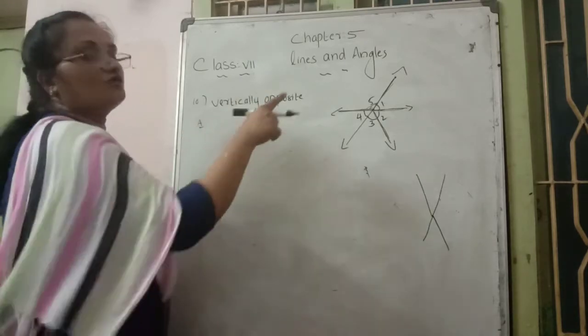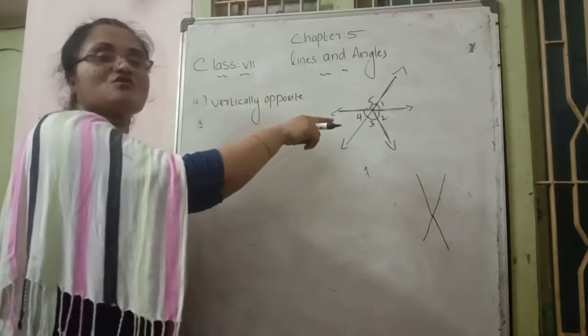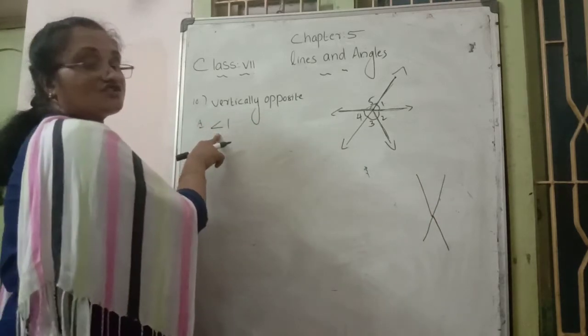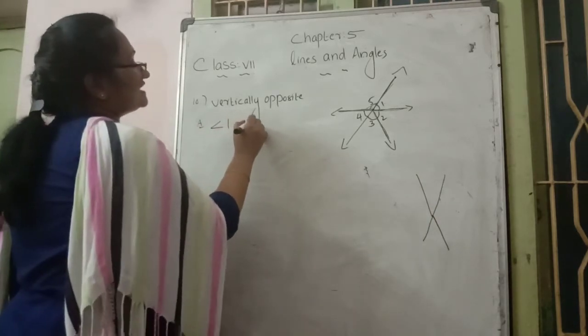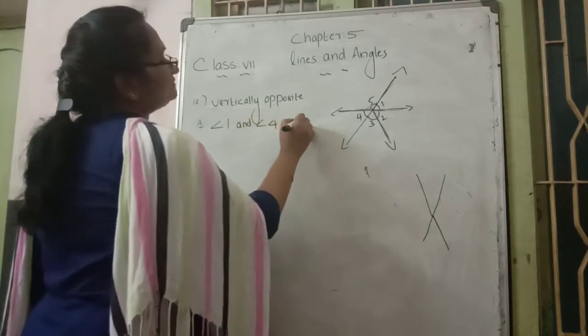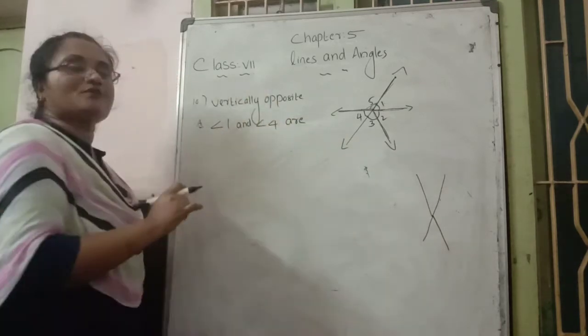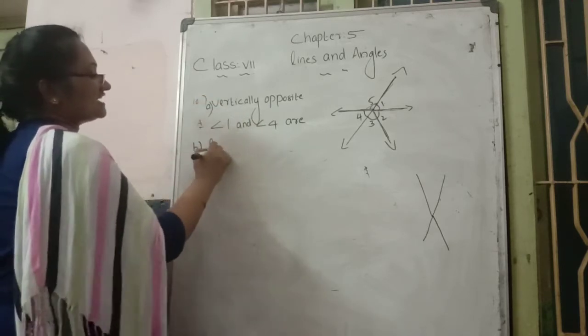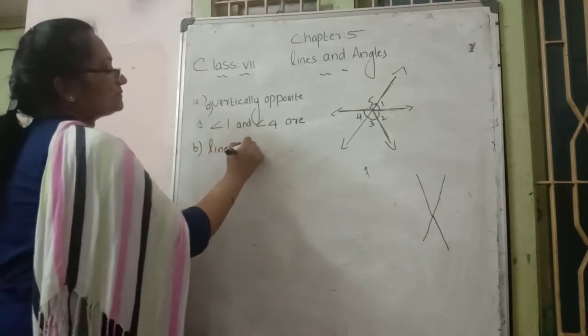They are asking you to write down the vertically opposite angles with the help of the figure. Which are they? The angle symbol must be written, remember that also. Angle 1 and angle 4 are vertically opposite angles. That is our A question. In the B question they are asking to write down the linear pairs.